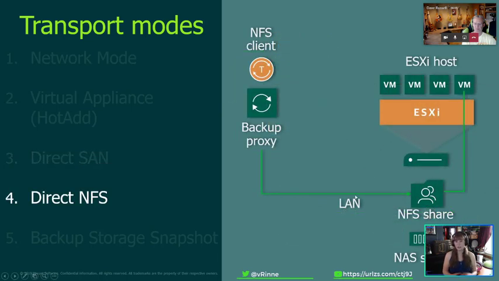Direct NFS mode actually uses our NFS client, which is installed onto the backup proxy. So from the NFS client, we work in a very similar way as we do for the initial communication for direct SAN, except when we access the storage to find out where those virtual machines are, we tap into the NFS client so that we can read those data stores properly and pull them back off of that NAS.